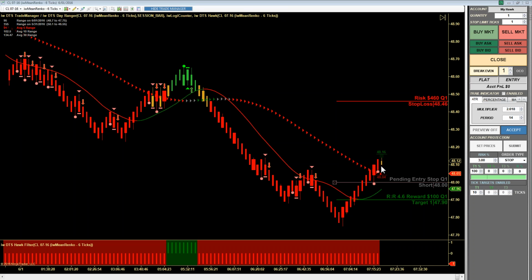All right, so now we're into yellow bars. That nixes our sell attempt on crude oil.